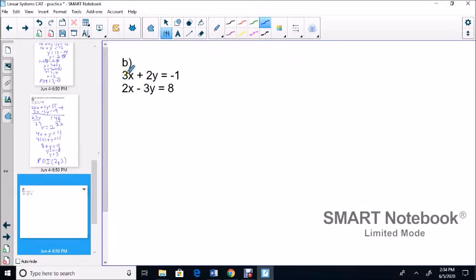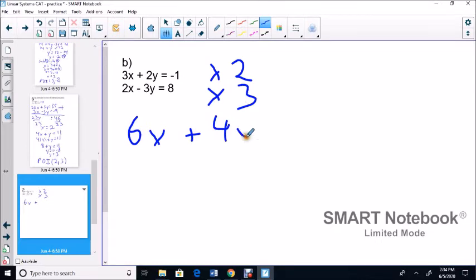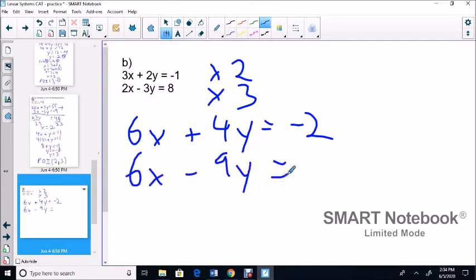Now we either want to make the x's the same or the y's the same. Well, what number do 3 and 2 go into? Well, 6. So if I multiply the first one by 2 and the second one by 3, I can make the first numbers the same. If I multiply the first by 2, it's 6x plus 4y equaling negative 2. All I did is find that 3 and 2 go into 6. Then multiplying the second one by 3 gives me a 6, and you get 6x minus 9y equaling 8 times 3, which is 24.